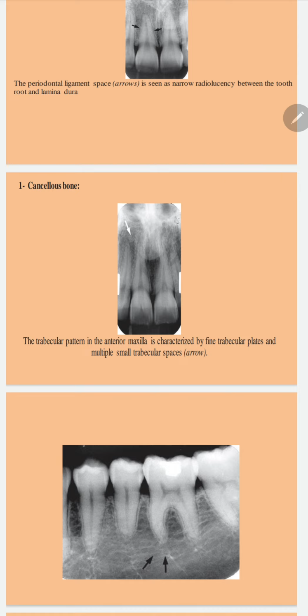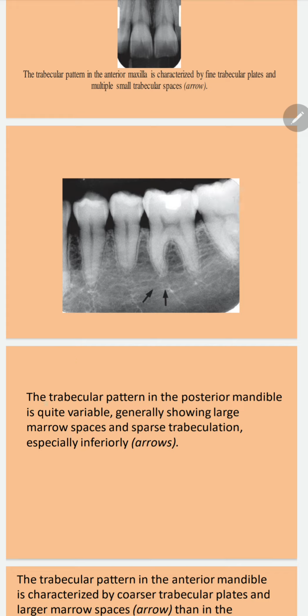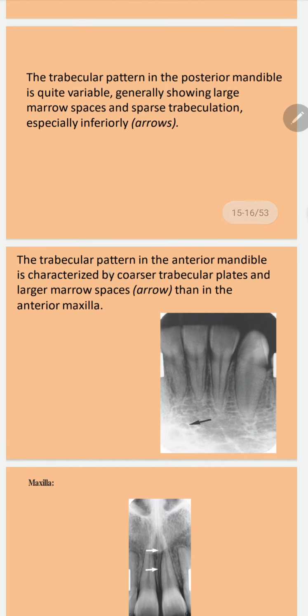Cancellous bone. The trabecular pattern in the anterior maxilla is characterized by fine trabecular plates and multiple small trabecular spaces, while the trabecular pattern in the posterior mandible is quite variable, generally showing large marrow spaces and sparse trabeculation, especially inferiorly. The trabecular pattern in the anterior mandible is characterized by coarser trabecular plates and larger marrow spaces than in the anterior maxilla.